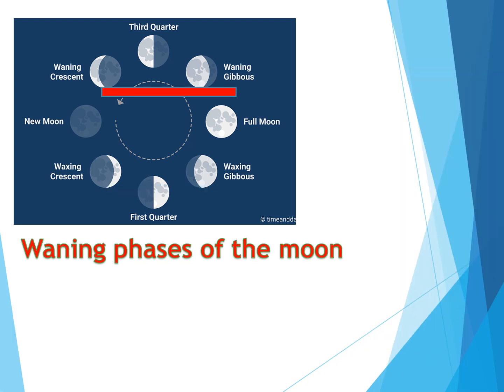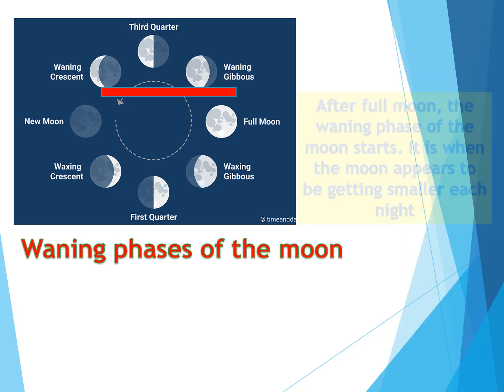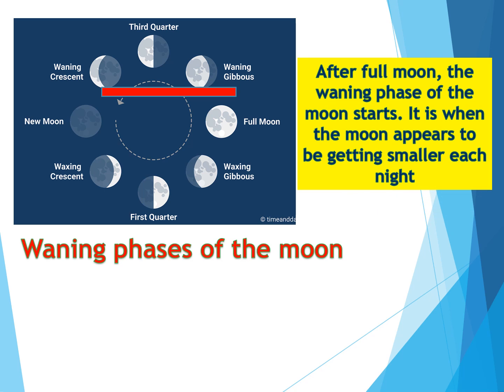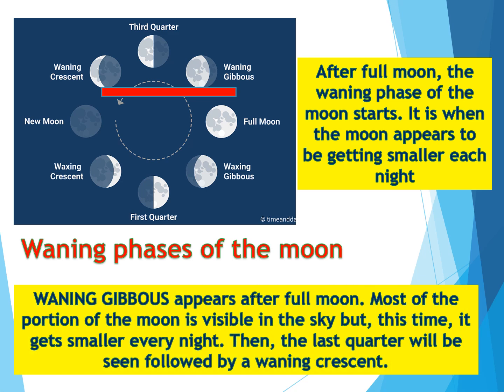Okay, the second one is the waning phases of the moon. After full moon, the waning phase of the moon starts. It is when the moon appears to be getting smaller each night. Waning gibbous appears after full moon. Most of the portion of the moon is visible in the sky, but this time, it gets smaller every night. Then the last quarter will be seen, followed by waning crescent.